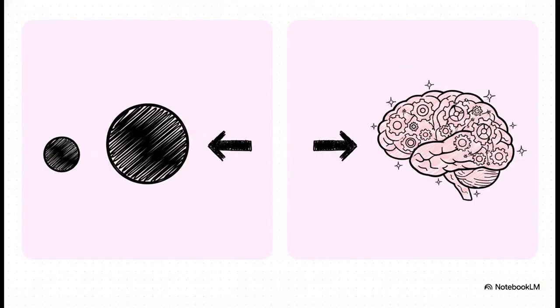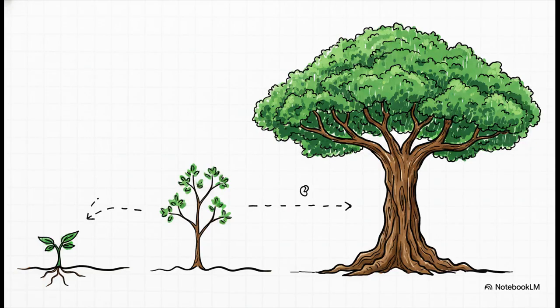Now, growth just means getting physically bigger. Development, though, that's a gradual change in complexity and function. Picture a tiny seedling growing into a massive tree, or a kid slowly developing into an adult.